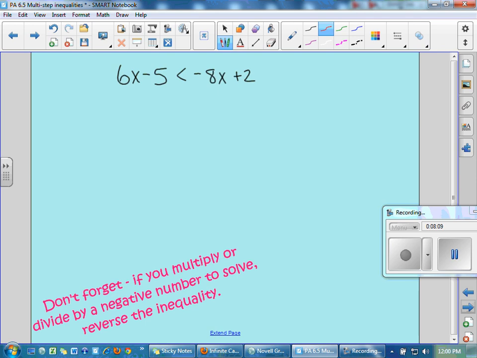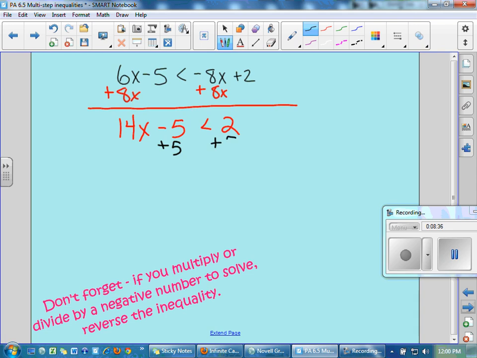So how am I going to move this negative 8x over to here? Yeah, I undo this by adding 8x. What I do to one side, I have to do to the other, so I add 8x. 6x plus 8x is 14x. Minus 5 is less than 2. Good. I add 5 to both sides. 14x is less than 7.